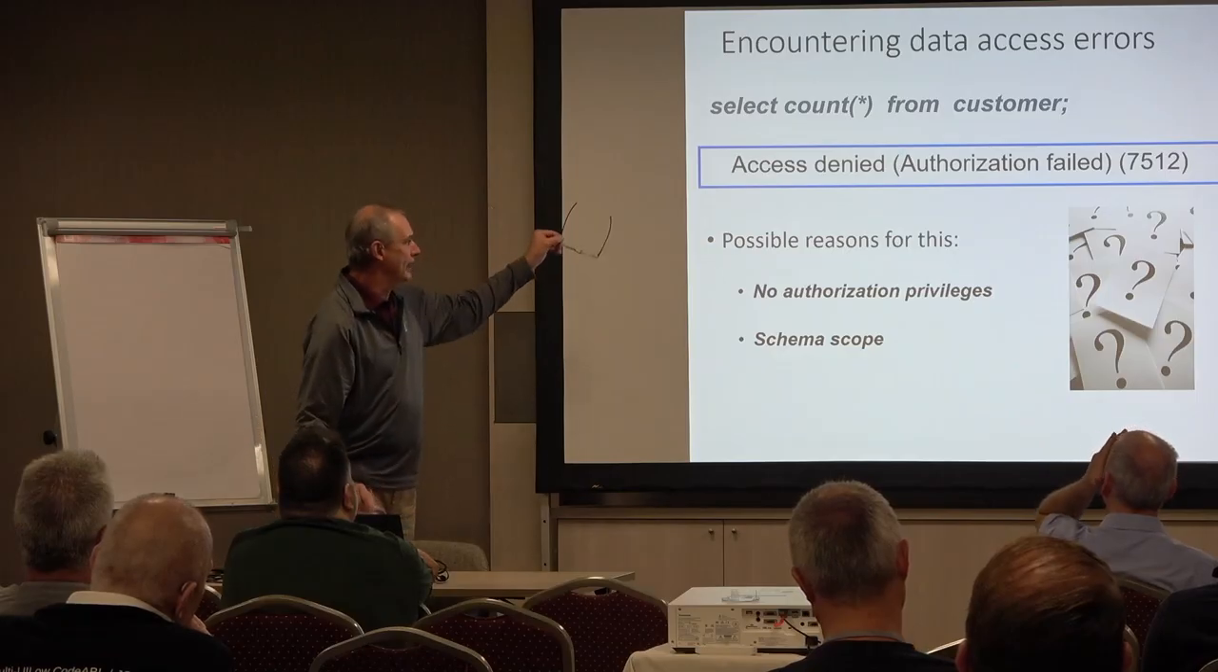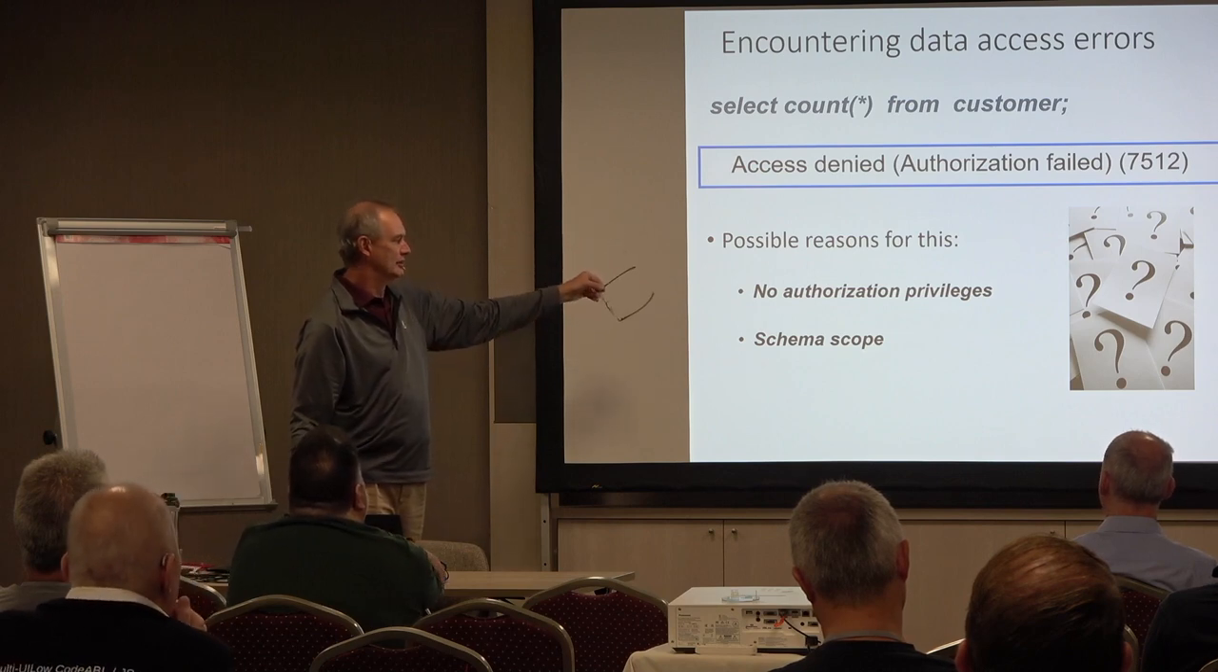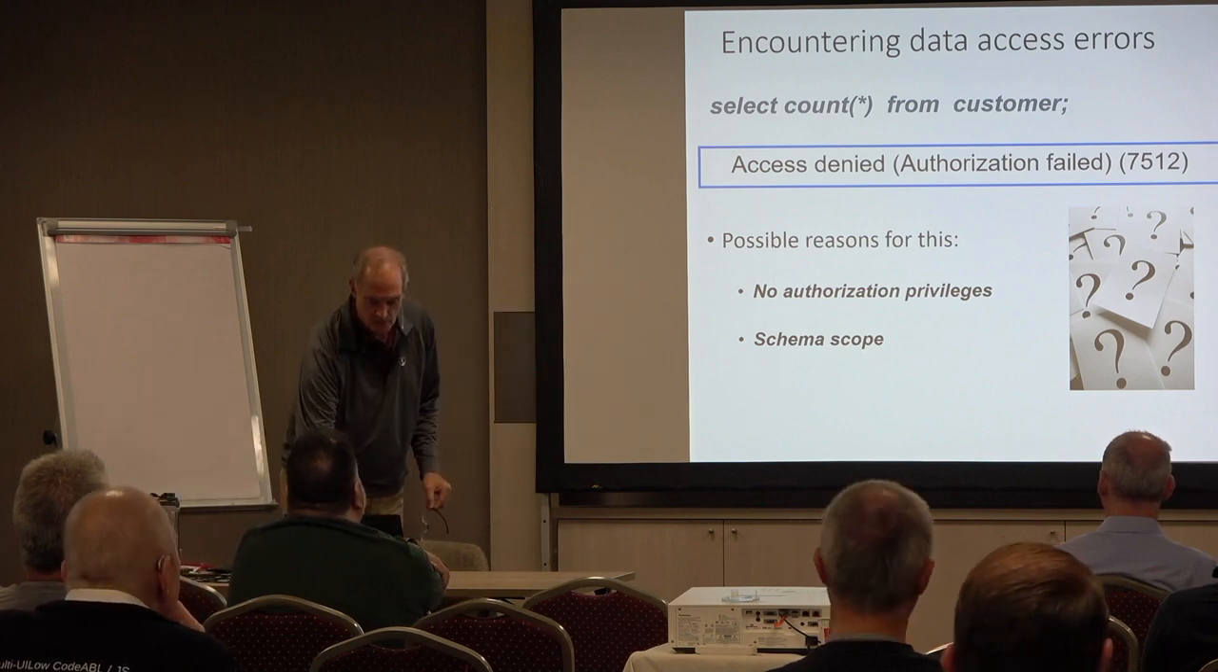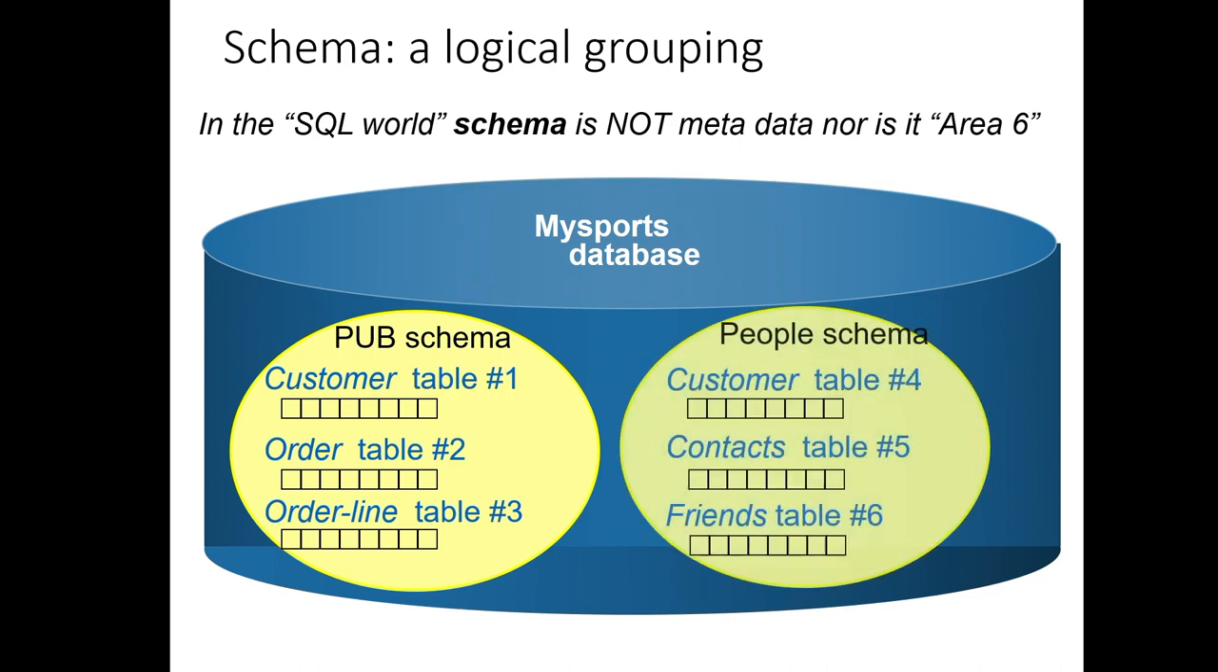So we came back around, right? And we tried to do select star from customer. Possible reasons: no authorization, or schema scope. Let's talk about schemas for a minute. In the SQL world, a schema is not metadata. It's not Area 6. It's a way of collecting and grouping together objects in the database.